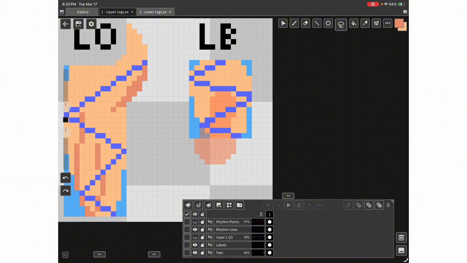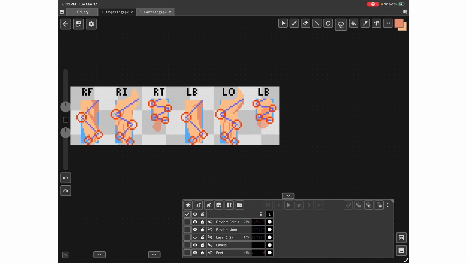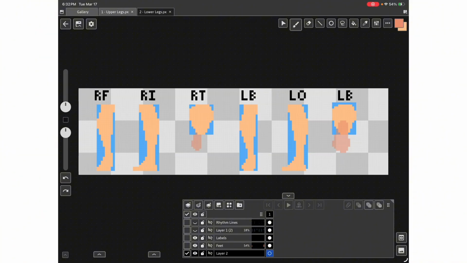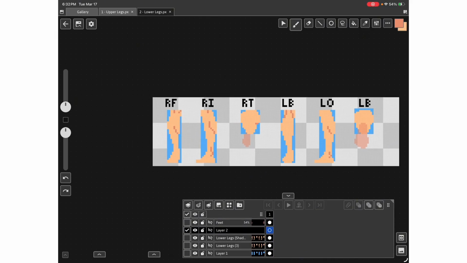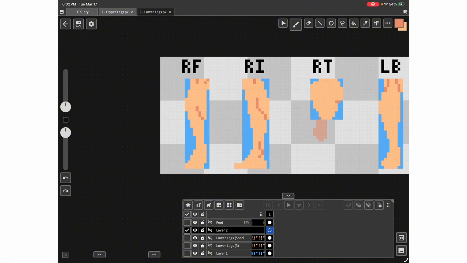And then I will show you the rhythm lines, which is kind of crazy in here, but hopefully that's a little readable. Okay, so that is our upper legs. Now we're gonna move on to the lower legs. So let's pull that up. Here's what we got. Okay, and we're gonna go through the same exact format.